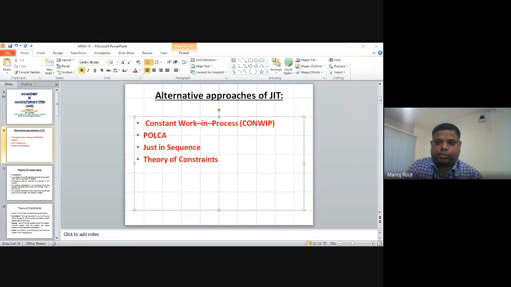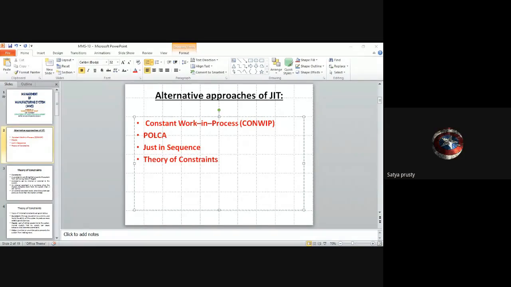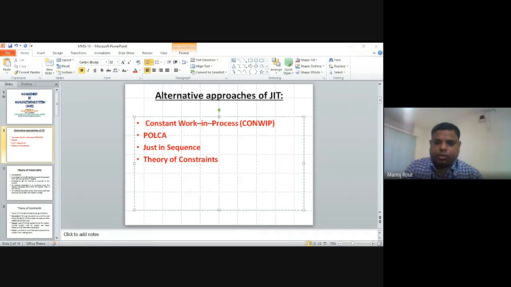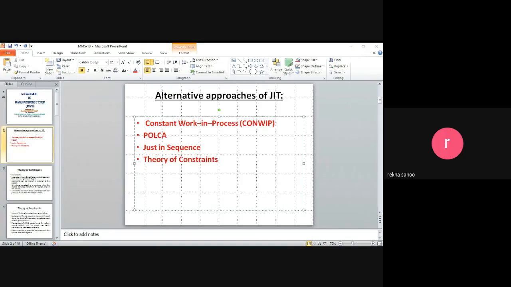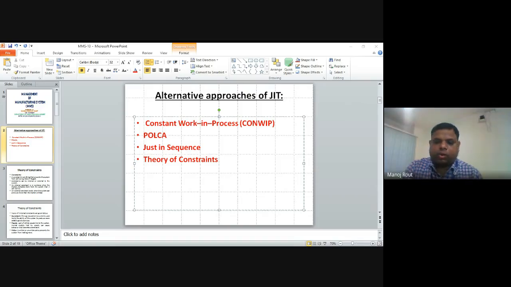Okay, Rekha Sahu. Sir, in make to stock, goods and products are manufactured on the basis of forecasted demand of the customers. Once the demand has been exactly predicted or forecasted, according to that, products are manufactured and kept in stock. Okay, fine. Next question, what is make to order?